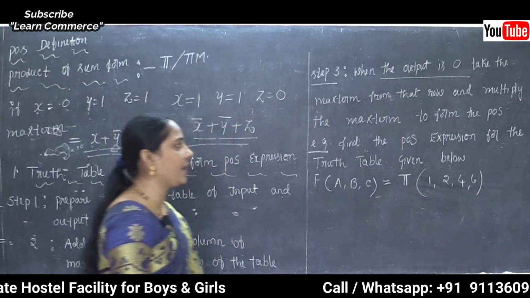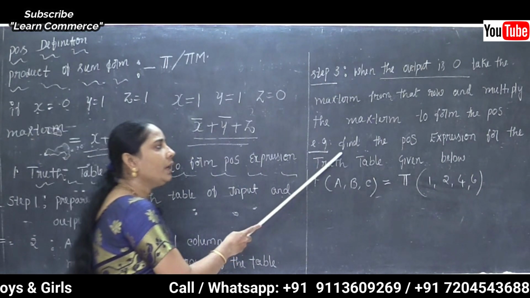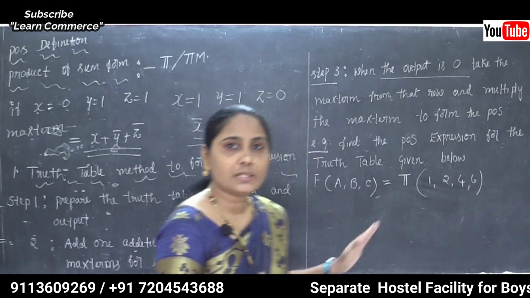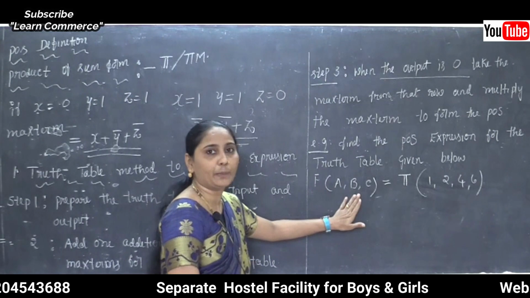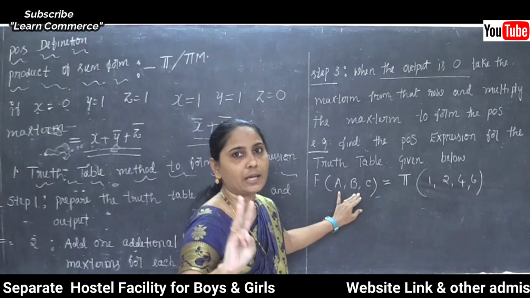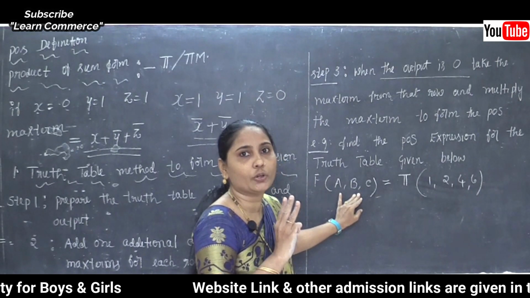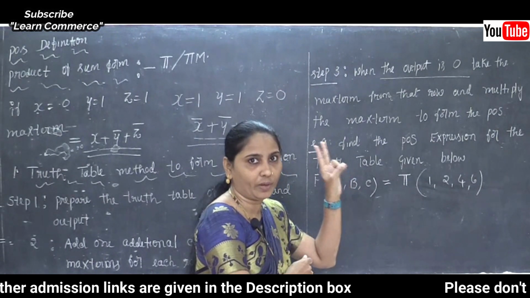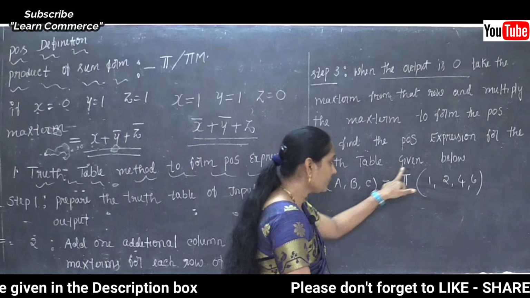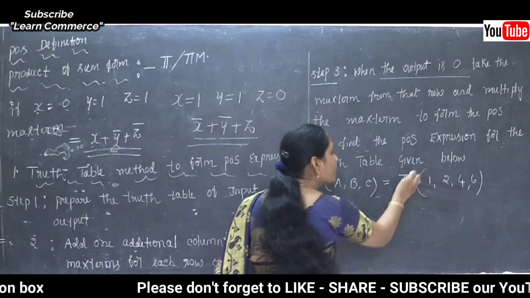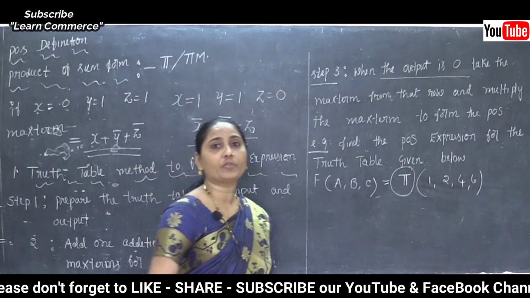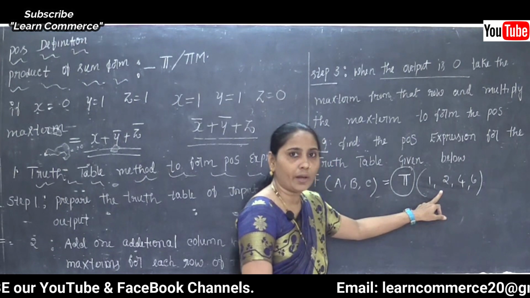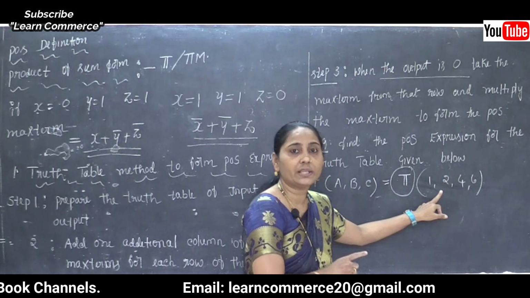Now let's solve one example. The question is: find the POS expression for the truth table given below. Clear this point? So this is the question. The inputs are A B C. How many variables are there? 3 variables. If 3 variables, then sure we are going to use 4 0s, 4 1s, 2 0s, 2 1s and 0 1 0 1. So 3 inputs here, and also this symbol. This symbol is the symbol of the max term, the symbol of the POS, and in place of 1, 2, 4, 6, I am using the value 0.